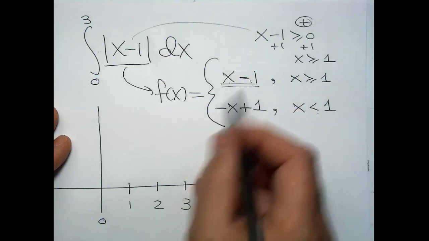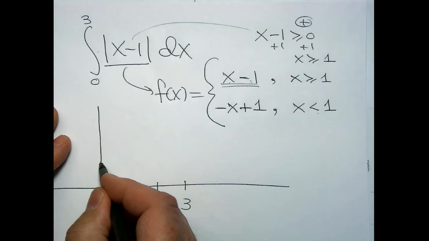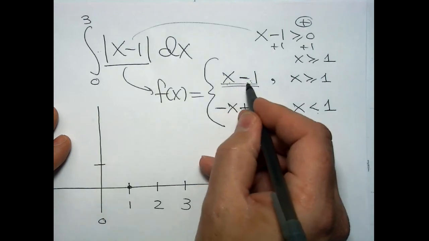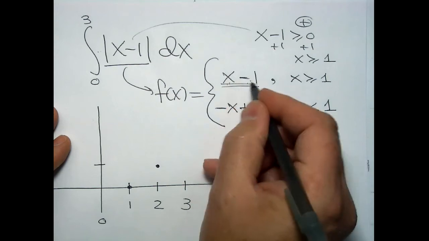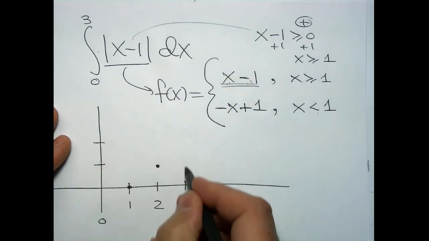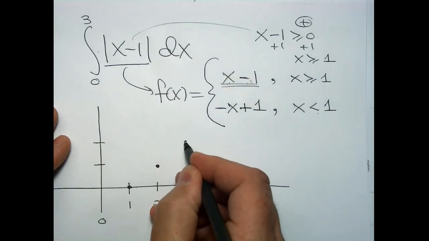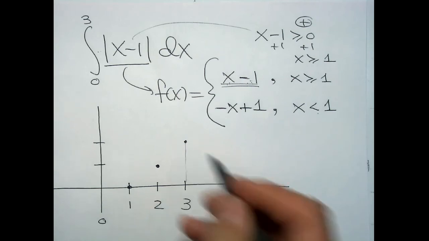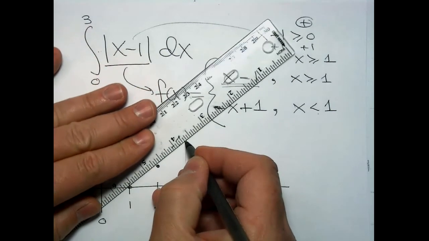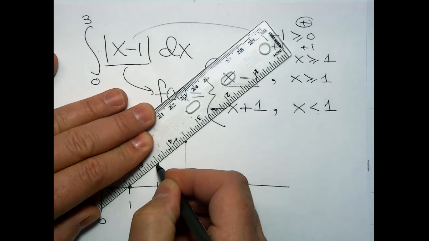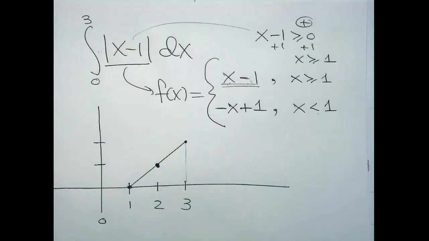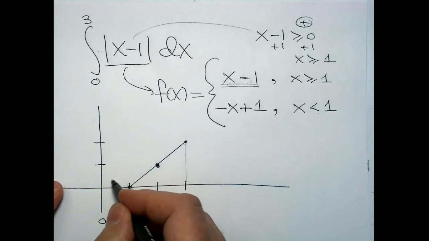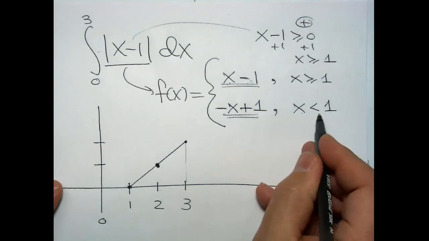So let's use it. 1 minus 1 is 0. 2 minus 1 is 1. 3 minus 1 is 2. Now, it is a linear function, so they better line up. And I have my ruler here so we can connect the dots. And they do line up, thankfully. Somewhat. Okay. So over here, we're supposed to be using this function when x is less than 1.